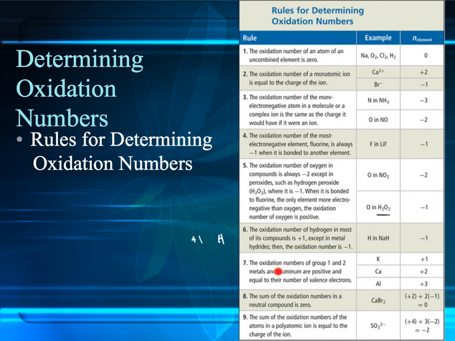The oxidation number of group 1 and 2 metals and aluminum are positive and equal to their number of valence electrons. That's just what family it's in, what kind of ion it would form. That's what the oxidation number would be. The sum of the oxidation numbers in a neutral compound is 0, and the sum of the oxidation numbers in a polyatomic ion is equal to the charge on that particular ion. We're going to do examples of these, so don't panic, but having that chart will be handy for you.